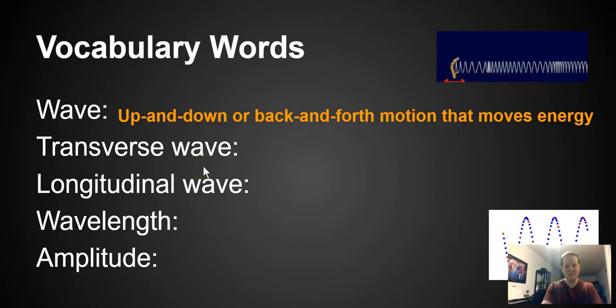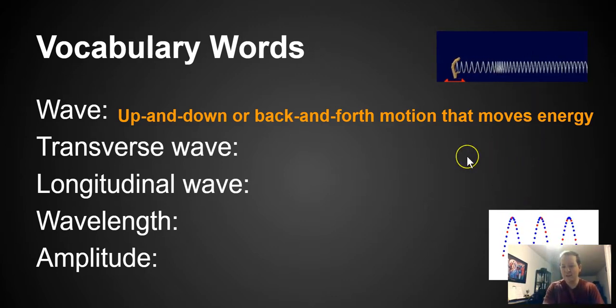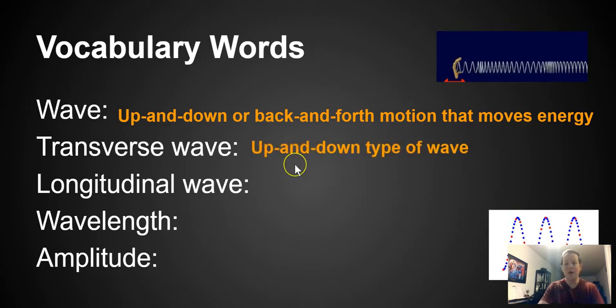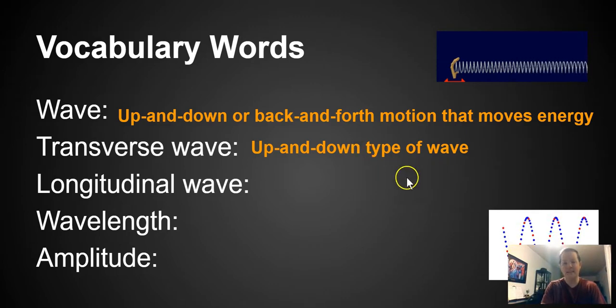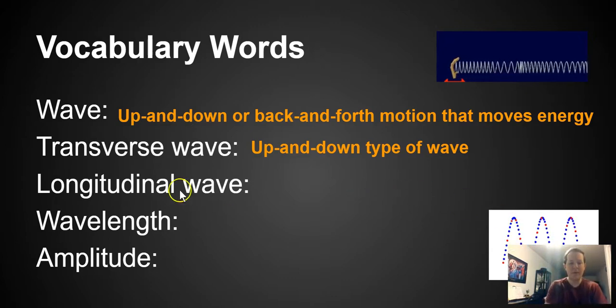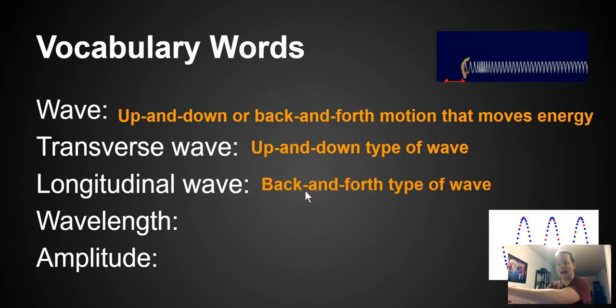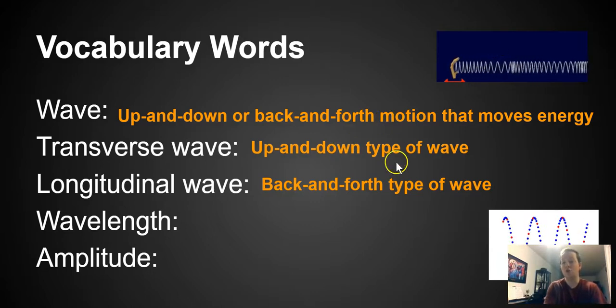Transverse wave. What was transverse? Which of these? Oh no, I'm in the way again. Which of these was transverse? Transverse is up and down type of wave. It's the up and down type. This one is transverse. Sorry, I'm in the way. Up and down. How about longitudinal? What's longitudinal? Back and forth. Back and forth type of wave. Here is our longitudinal.